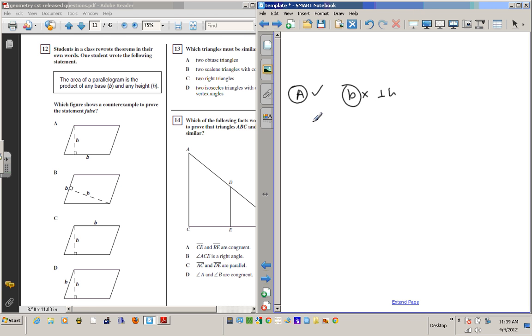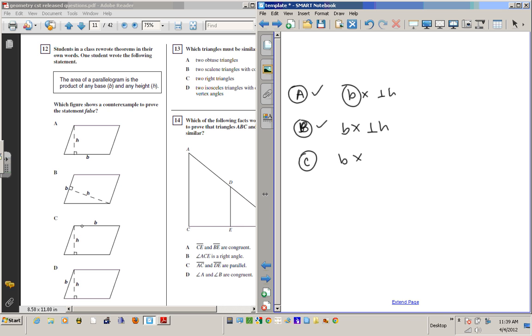Okay? The second one, B. B is fine because you have the base times the perpendicular height from that base, right? So you also have a base times the perpendicular height, and that 90 degrees means perpendicular height. So that's good also. C, we have the base times the perpendicular height.